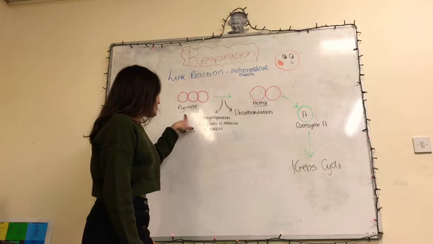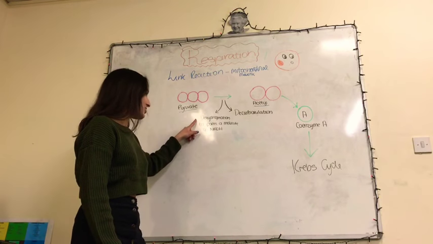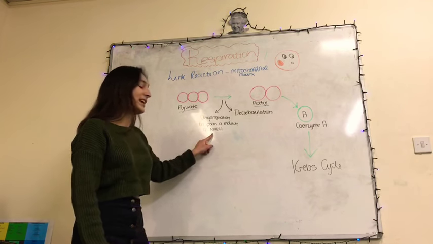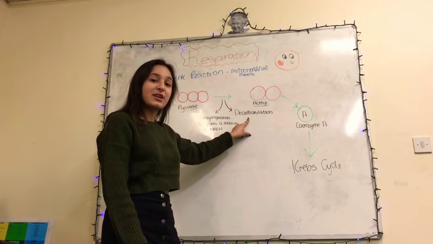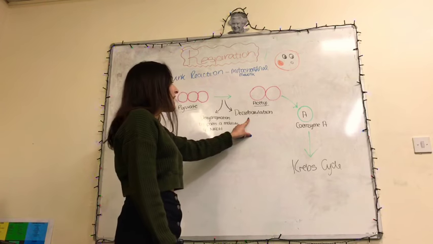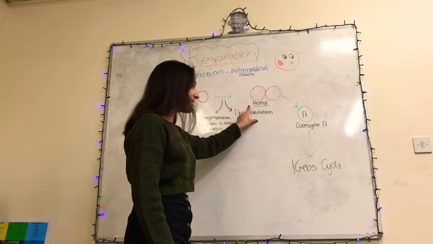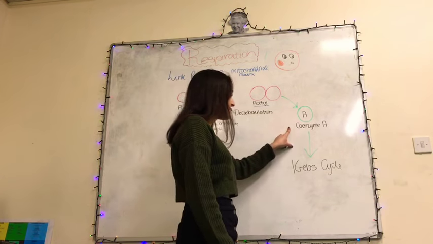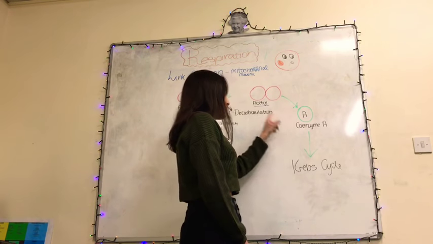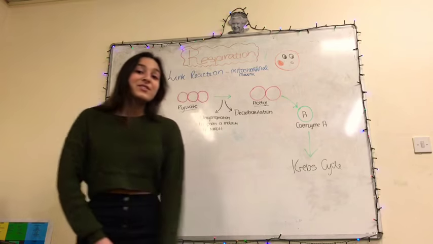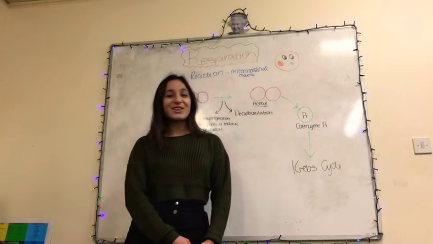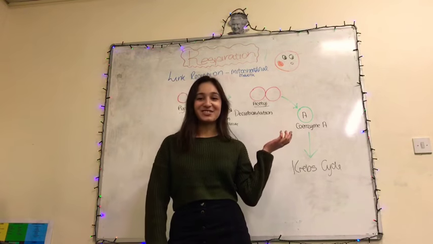This pyruvate molecule is then dehydrogenated to form another molecule of NADH, and is also decarboxylated, which means one of its carbon groups is taken off, and this forms an acetyl group. The acetyl group binds to coenzyme A, and this coenzyme with the acetyl group goes to the Krebs cycle. The molecule formed at the end is called acetyl coenzyme A.